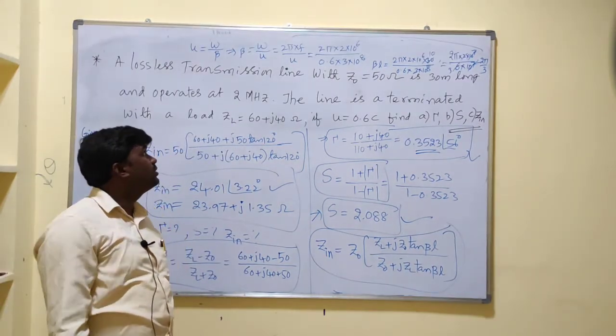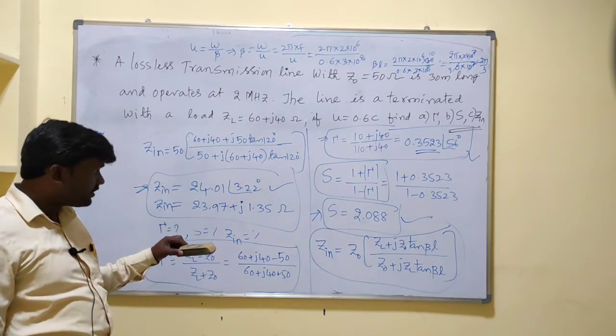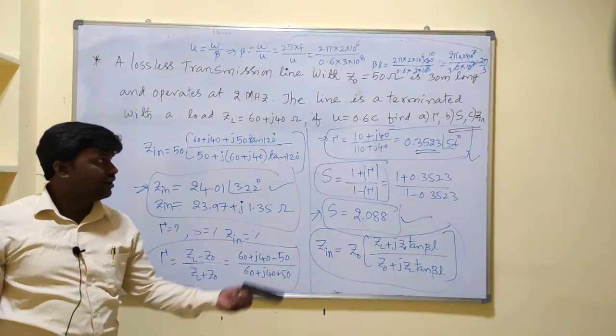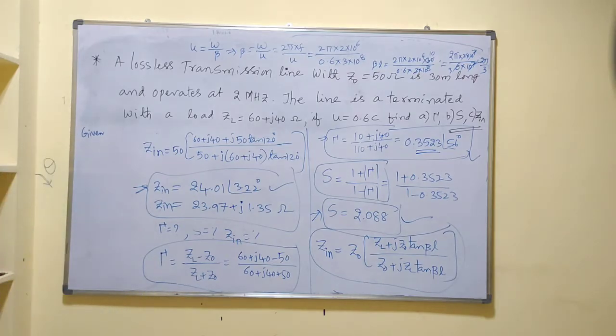This is all about the calculation of gamma and S. Next, Zin. From Z0 and ZL, of course, we have the phase velocity on the line.